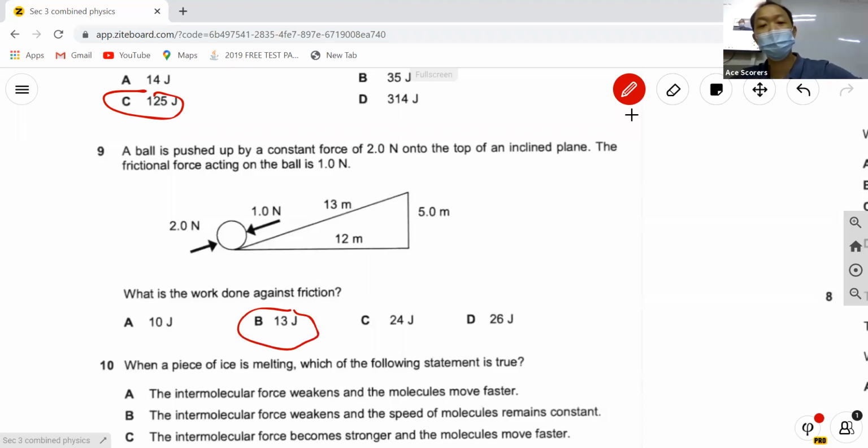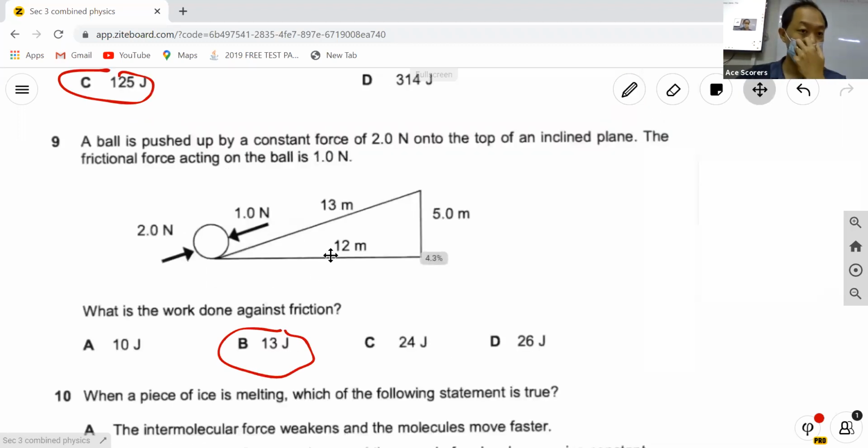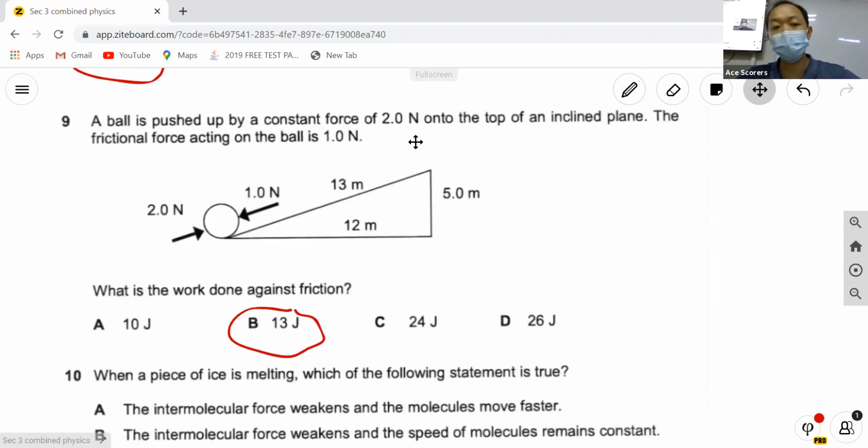Okay, so let's see how this works. So the ball is pushed up by a constant force of 2 Newton onto the top of an inclined plane. There's a friction of 1 Newton going downwards here, right? So now work done against friction. Now, if you're calculating work done against friction, we don't care about the MGH. We don't care about the height. Okay, because friction is opposing motion, and the motion is basically this direction.